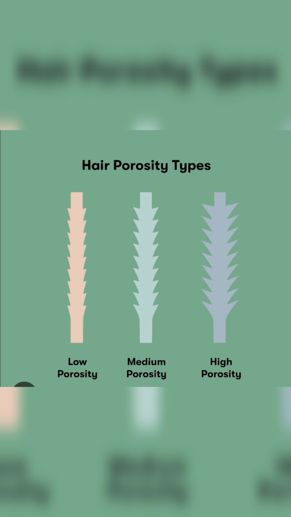Low porosity is when the cuticle, the layer outside, is closed and laid flat, so it's hard for moisture to get into it. Medium porosity is when the cuticle is not tightly closed nor too open, which allows moisture to enter and then you can retain moisture. This is normally the balanced porosity. High porosity is when the cuticle is fully open, the gap is quite open as you can see on the diagram, and it's easy to absorb moisture but also easy to lose moisture.